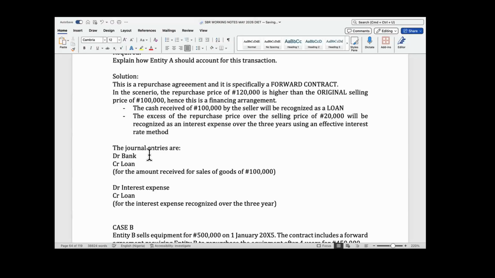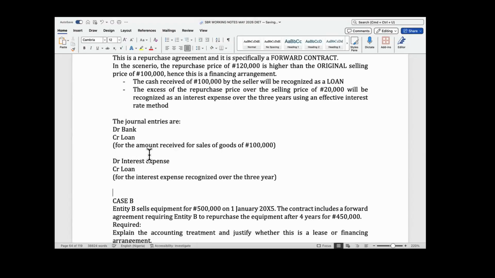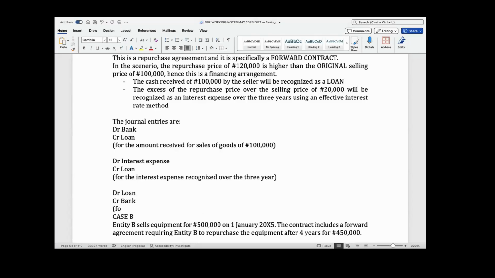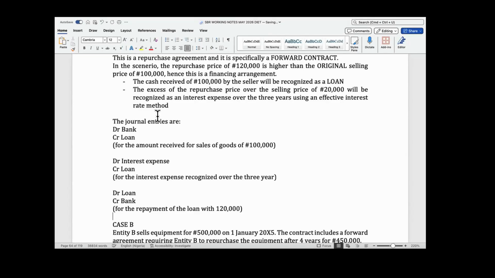And number 3, for the repayments, you will debit the loan and credit bank for the repayment of the loan with the 120,000. Okay, and this is done at the end of the period.